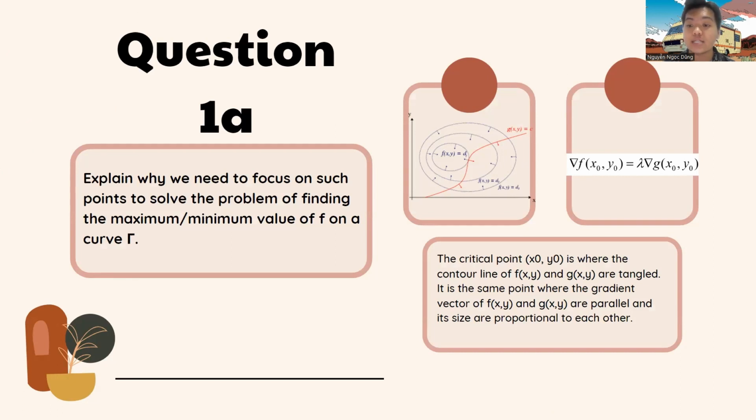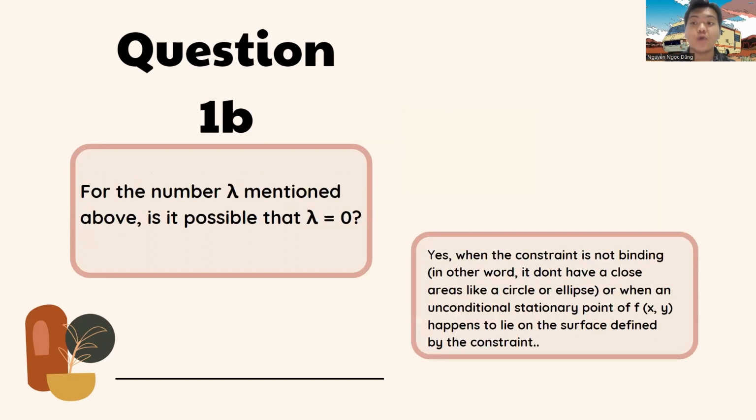The critical point (x0, y0) is where the contour lines of f(x,y) and g(x,y) are tangent. So it's the same point where the gradient vectors of f and g are parallel and proportional to each other. Connecting to question 1B: for the number lambda mentioned above, it's possible that lambda equals 0. Yes, when the constraint is not binding, or when an unconstrained stationary point of f happens to lie on the surface defined by the constraint.